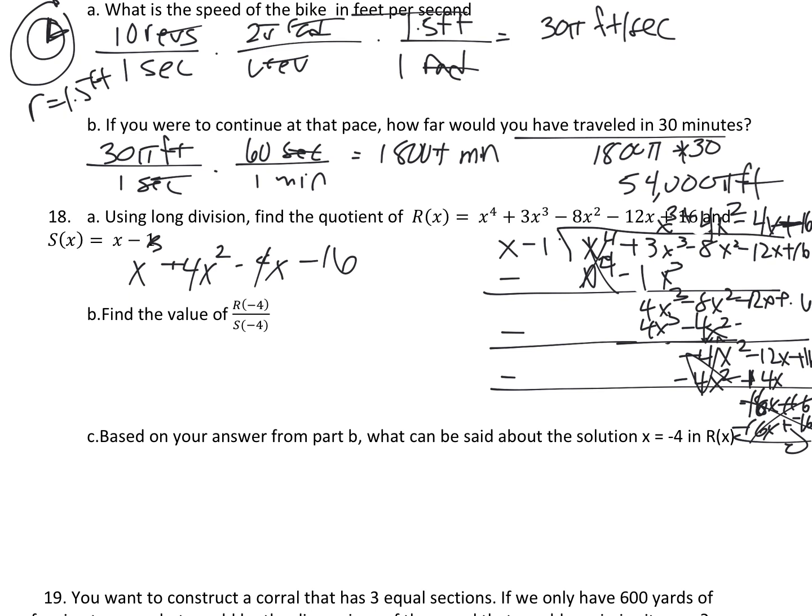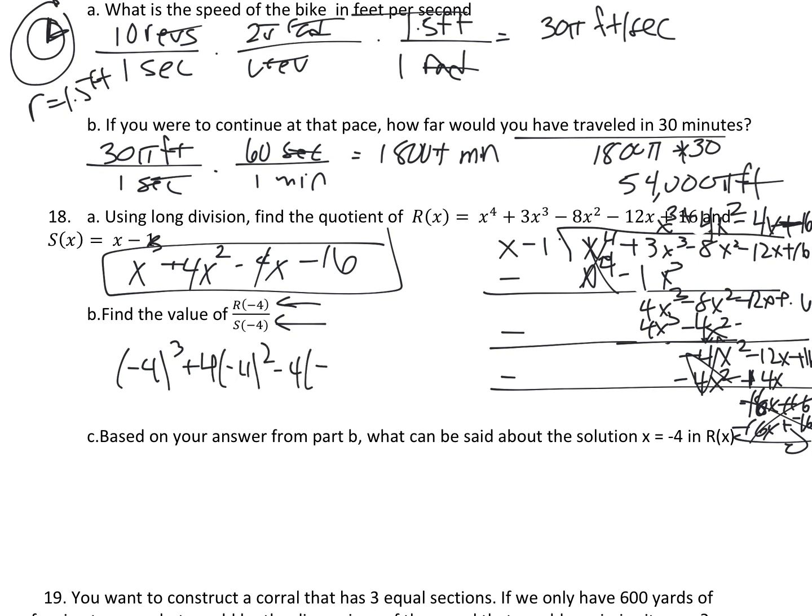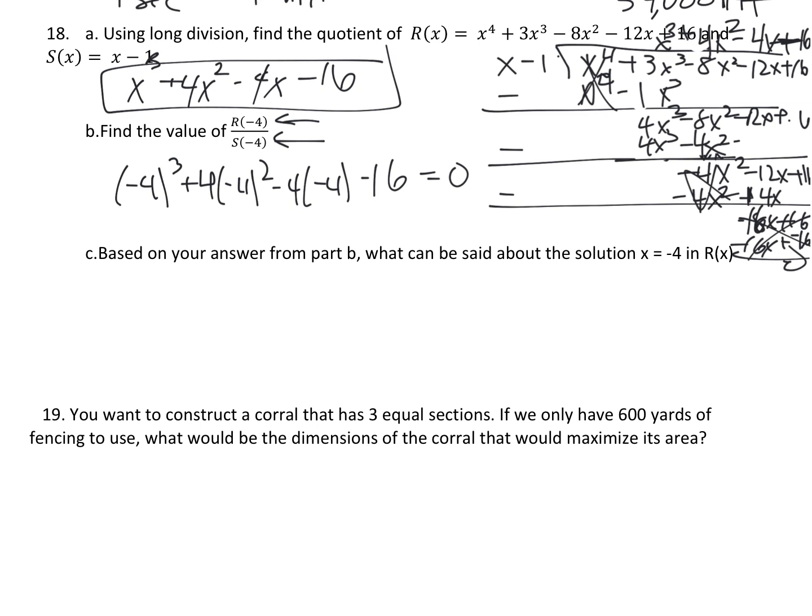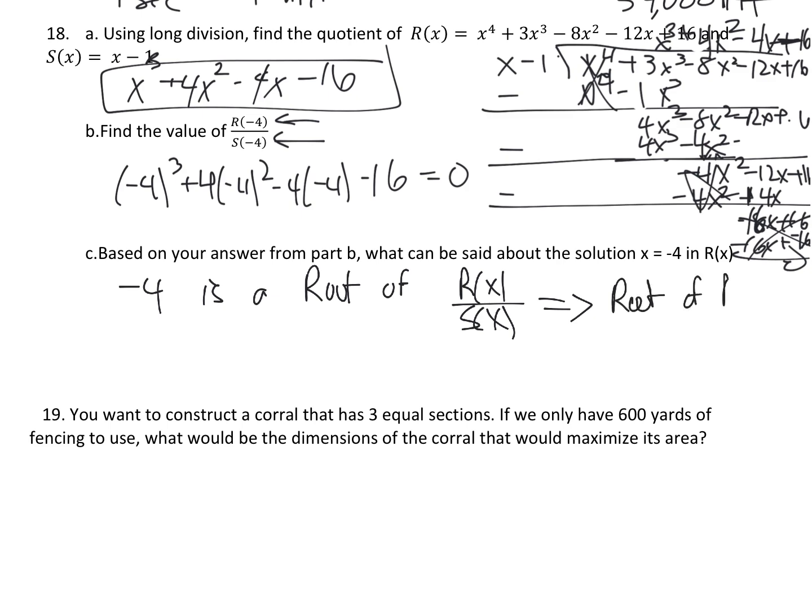Well, the thing is, you could do them individually, like we had done in the non-calculator section. However, this is the product of R divided by S. So I'm actually just going to plug -4 directly into here, which gets me 0. And there's an important reason for that. So part C, based on my answer, what that means is that -4 is a root of R of x divided by S of x, from part A, which also implies that it is a root of R of x.